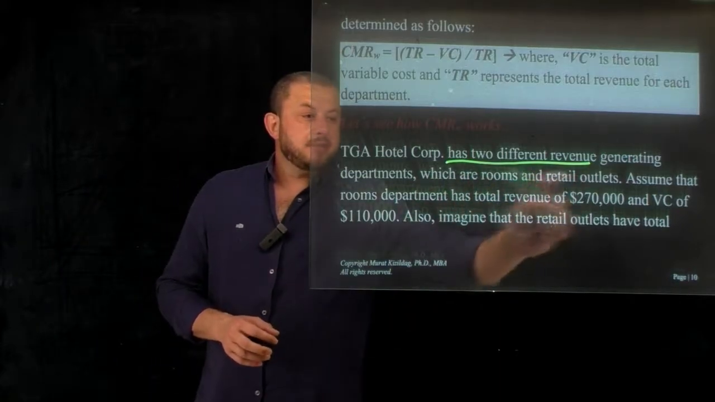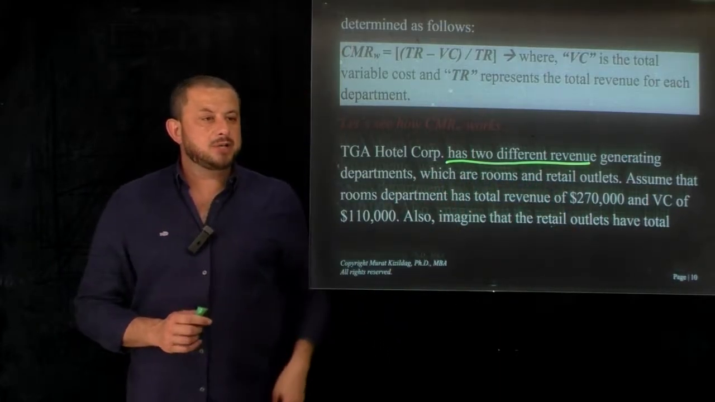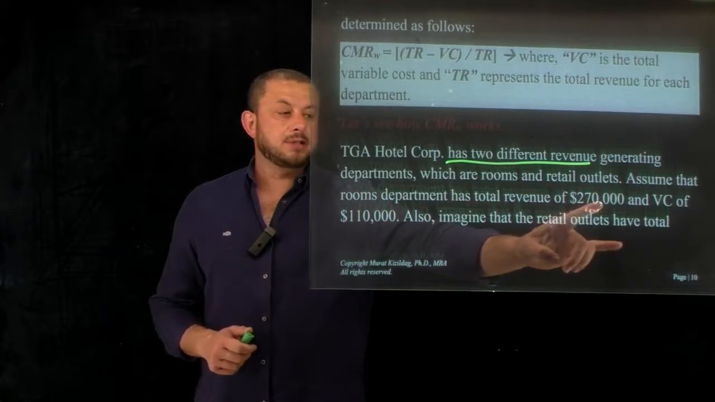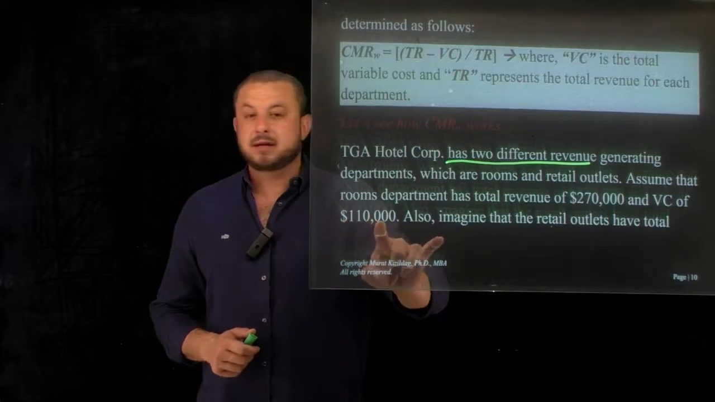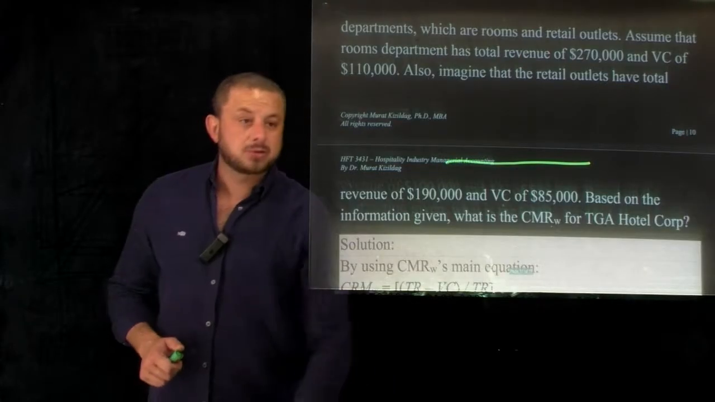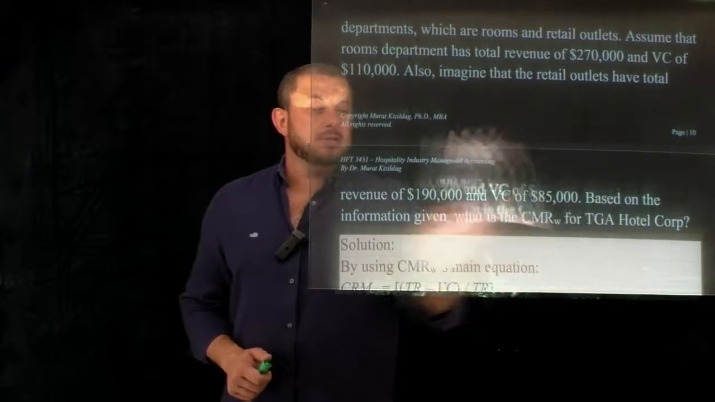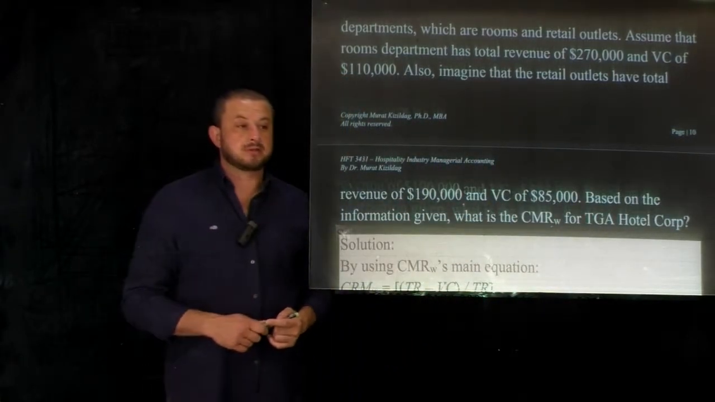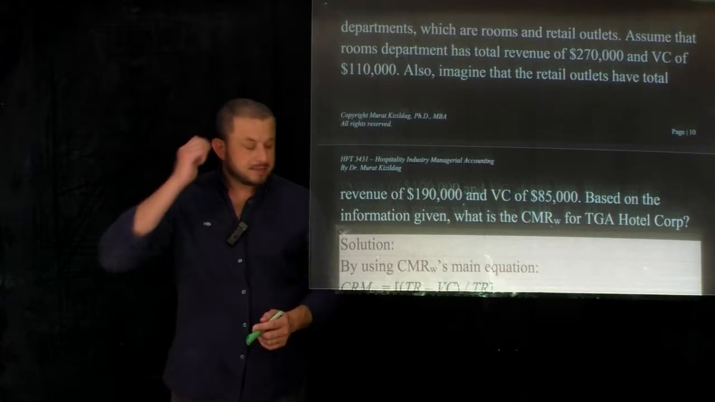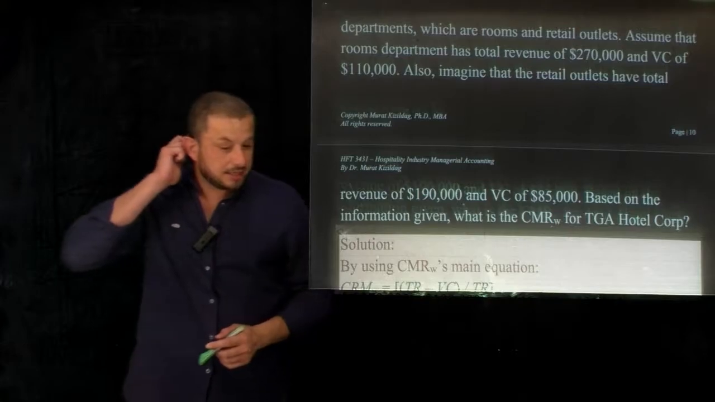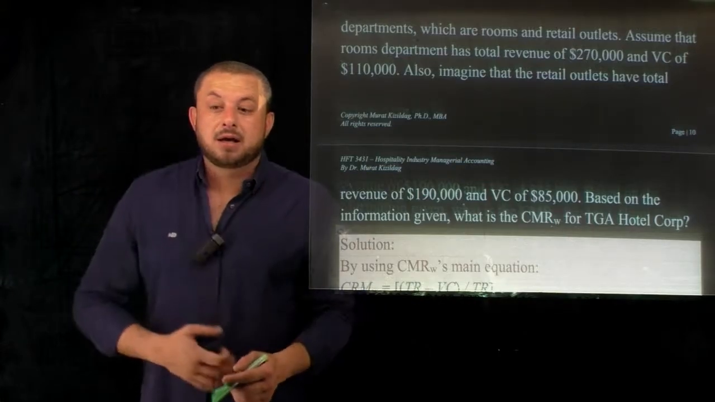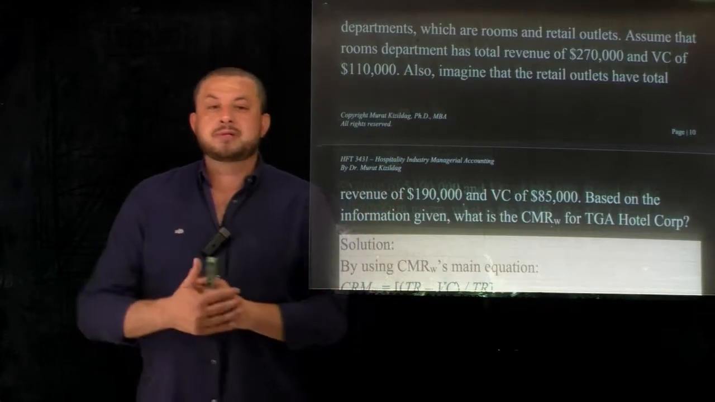We have rooms and retail outlets, imagine that, okay? TGA Hotel Corporation, assume that the rooms department has total revenue of $270,000 and VC of $110,000. Also, imagine that retail outlets have total revenues of $190,000 along with the VC of $85,000. Based on the information given, what is the CMRW? Again, guys, CMRW is just a percentage. It is the combined weighted contribution margin, okay? Which is, in this case, a combination of rooms and retail outlets.